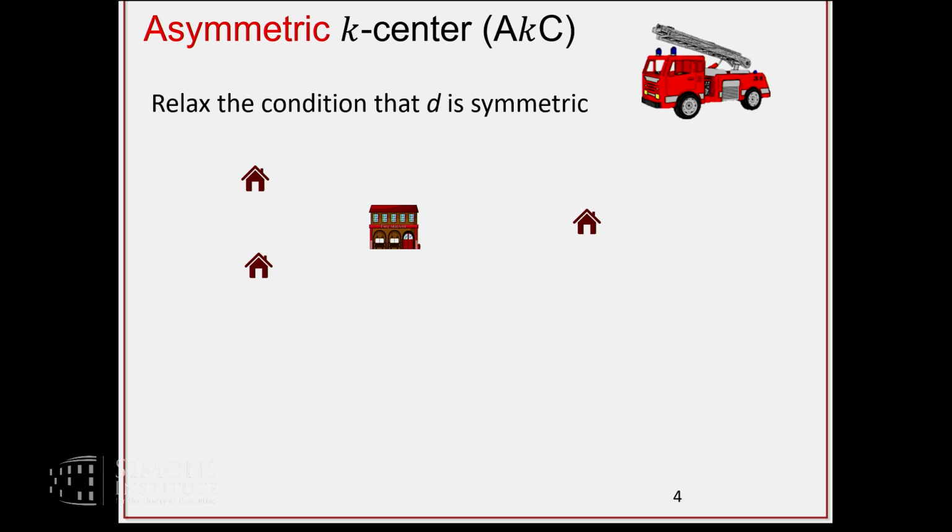Okay. One other problem I'm going to be discussing is a slight generalization of this problem called the asymmetric k-center problem. For this, we're just going to relax the condition that d is symmetric. So it might take 10 minutes to go from one fire station to a house, but half an hour to get back. You can imagine rush hour traffic or one-way streets as where we might want this assumption in practice.